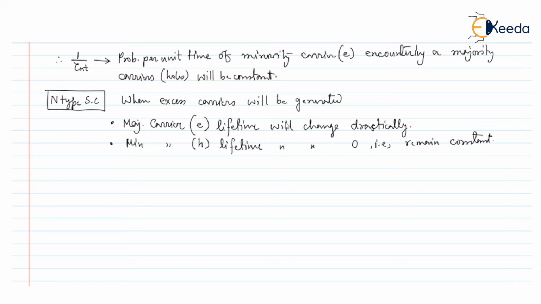This is the thing that we can see for the n-type semiconductor and p-type semiconductor when the excess carriers are generated. So if we consider the generation and recombination terms in the ambipolar transport, let us consider that small g is the generation of carriers and capital R is the recombination rate of carriers.